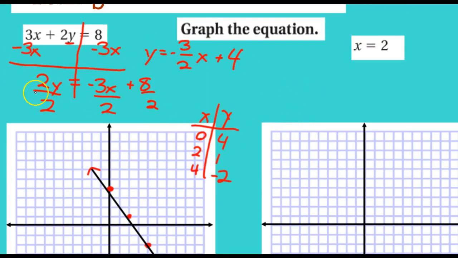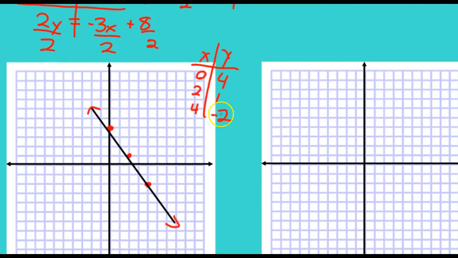Here I have x equals 2. So we don't have any y's, so we know it can't touch the y. So I'm going to go over to x equals 2, which is right here. Now the only thing I can do, because it can't touch the y, is just make a straight up and down line. X equals 2 is a straight vertical line at x equals 2.